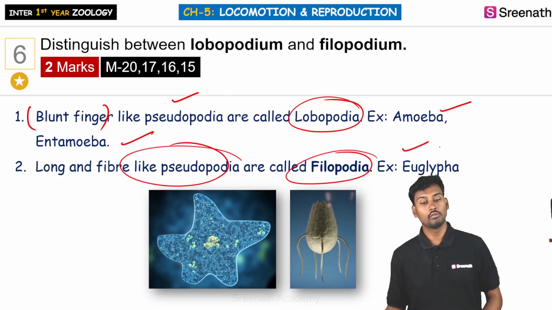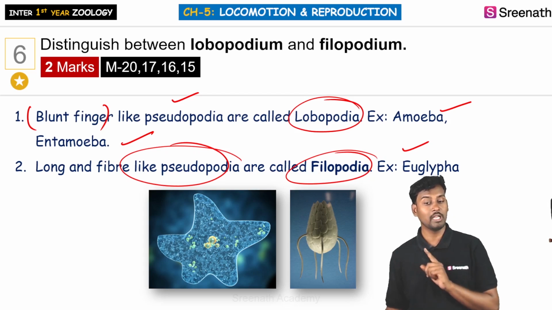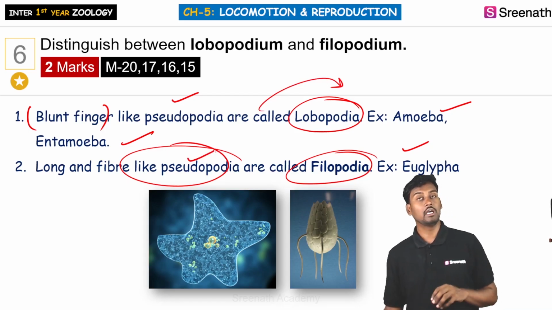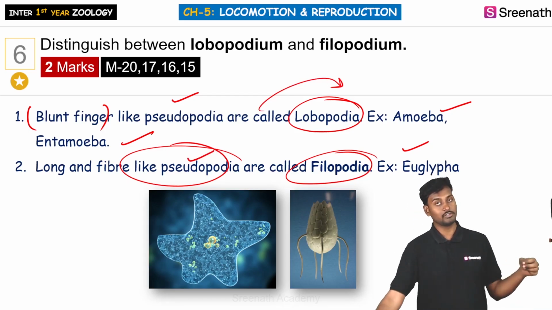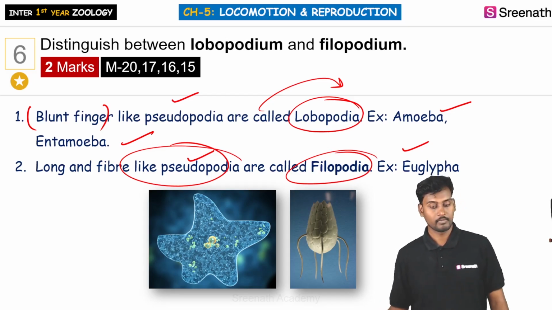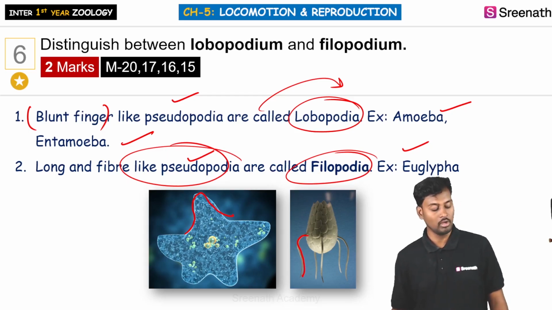Example, Euglypha. So here, if a blunt finger-like projection forms, we call it Lobopodia. It is a very common kind in amoeba and entamoeba, that is a blunt finger-like projection, whereas the pseudopodia which is generally a long fiber-like structure, if it is formed, is called Filopodia, that is Euglypha. So here we can see this is a blunt finger-like projection, whereas in Filopodia we can see a long fiber-like projection, that is a pseudopodia called Filopodia.